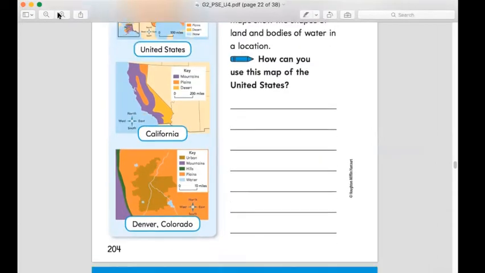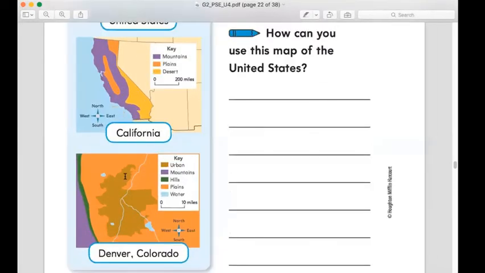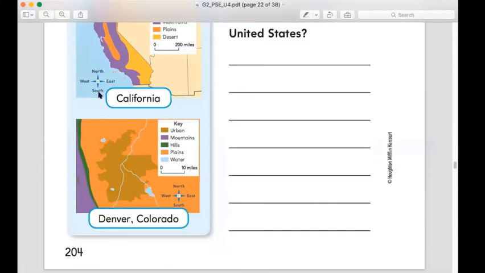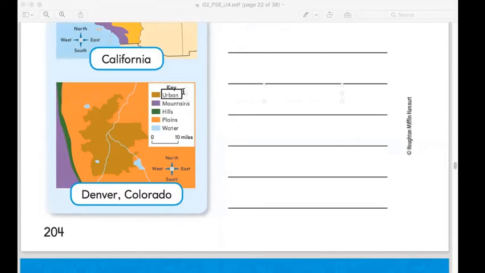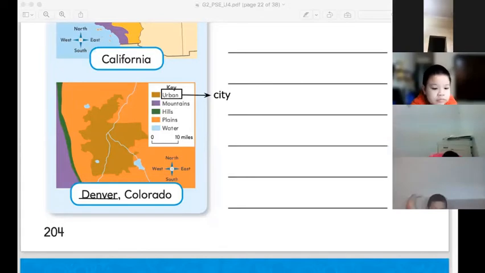Okay, and here is California. Here is Denver, Colorado. Let's just learn one more word. It's urban. Urban means it's a city. So we have the plains, the mountains here, but Denver is a big city in the state of Colorado. So urban means that it has tall buildings and lots of people.